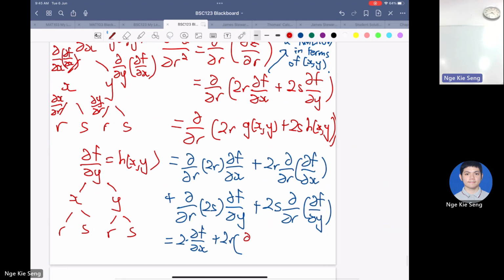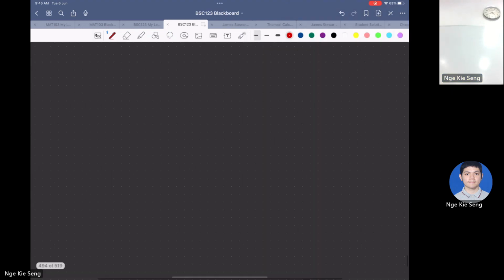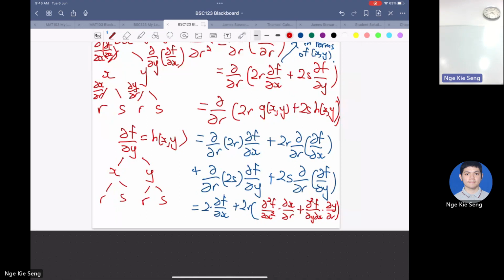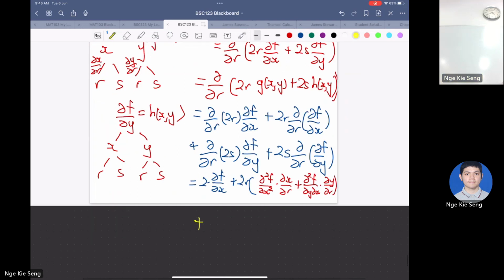First, going down the route, you have del over del x. Let's just write it as the second derivative of f times del x over del r, plus the mixed derivative, I write it in this way, times del y over del r. Okay, so this is the first term. Similarly, you do it for the second part. The second part is zero, right? Partially differentiating 2x with respect to r, because it's a constant.